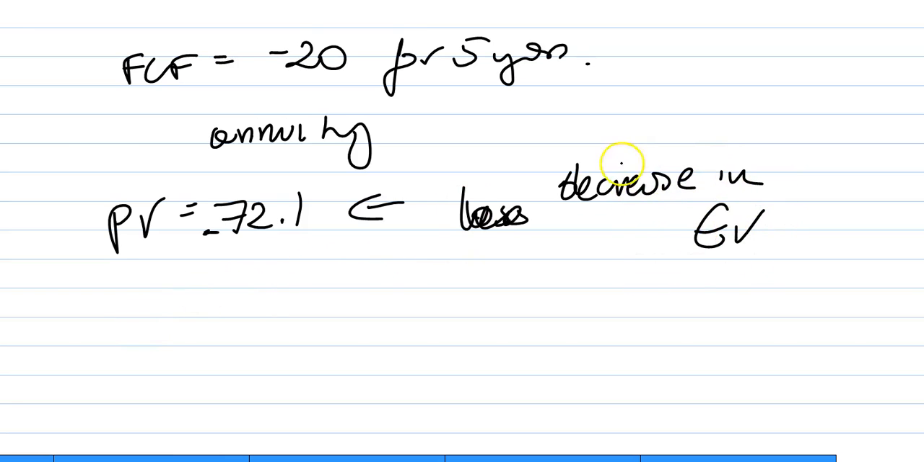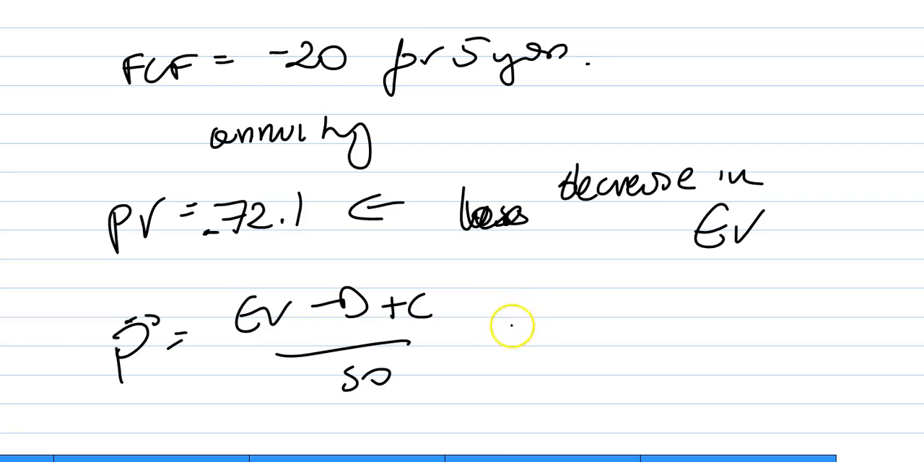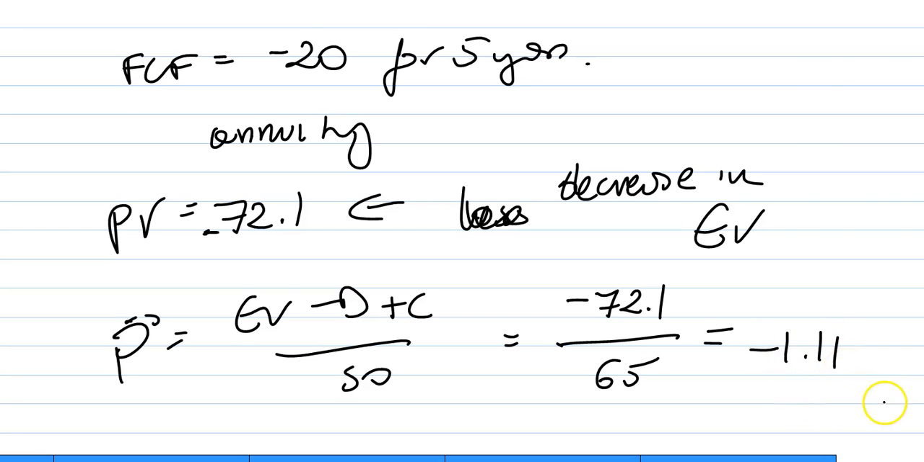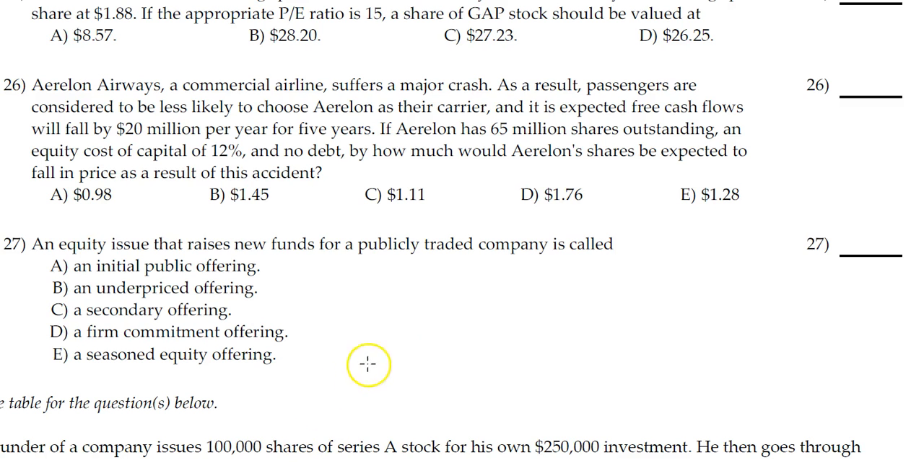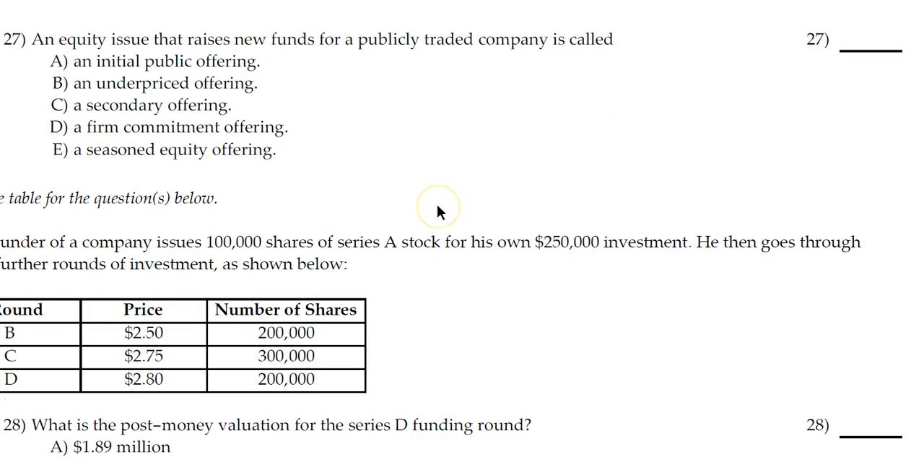And when we want to translate something from enterprise value to price, we know that price is equal to enterprise value minus debt plus cash divided by shares outstanding. So here decrease in price would be our decrease in enterprise value divided by shares outstanding, which is 65 million. No debt, no cash, as I mentioned, and that gives me negative 1.11, and this is my decrease in price. And that's answer C.